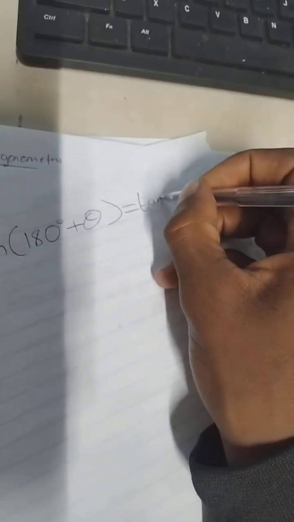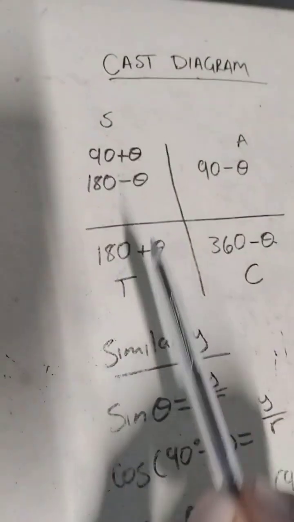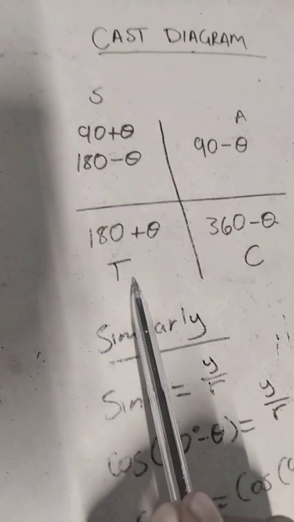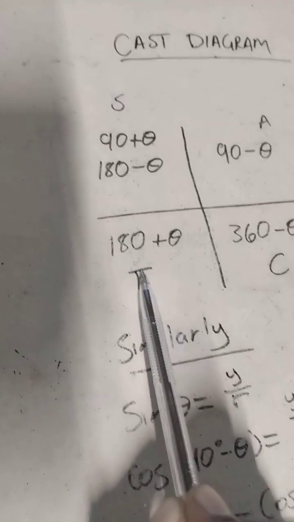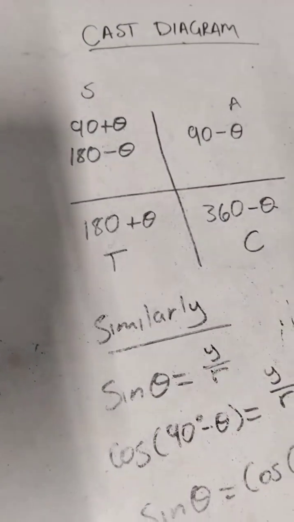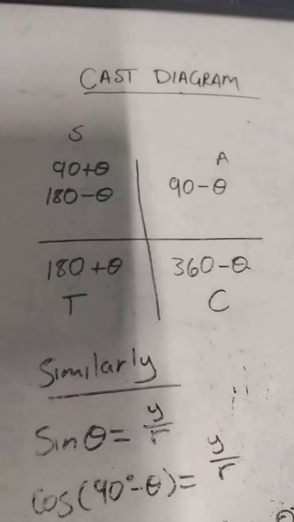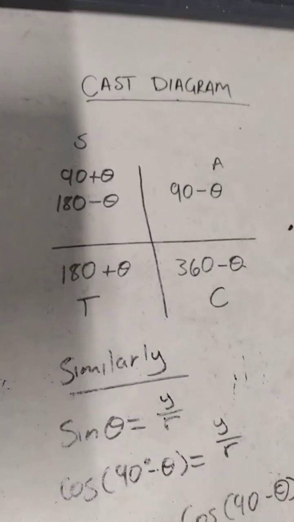So yeah, it's going to be tan theta. Why? On our CAST diagram, tan is going to be positive. Tan is the only trig ratio that is going to be positive on the third quadrant. So let's continue.